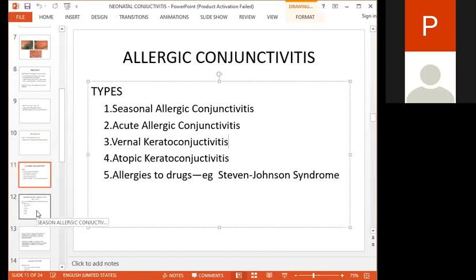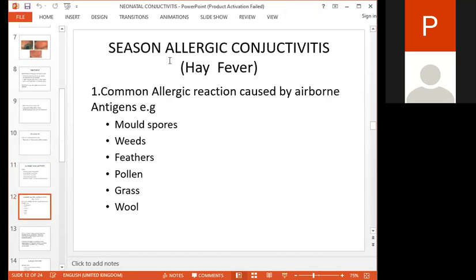Seasonal allergic conjunctivitis, hay fever, is a common allergic reaction caused by airborne antigens: spores, weeds, weathers, pollen, grass, wool. In terms of farmers, usually after harvest, April, May, somewhere there with a lot of wind, they get this.